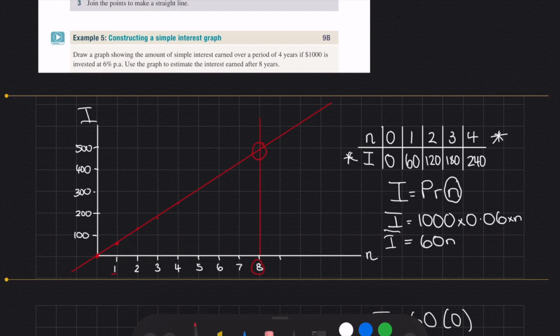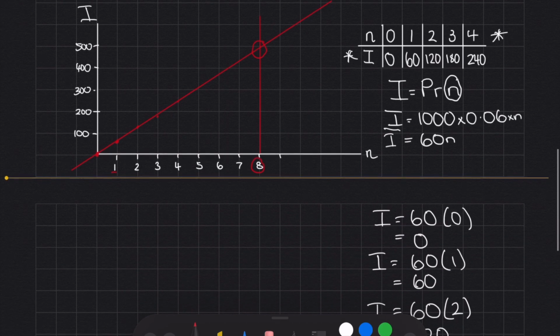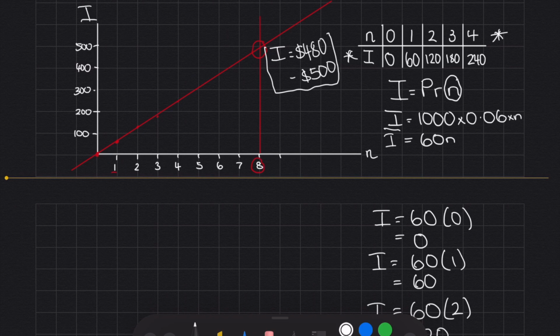Depending on how well you draw your graph, you can say that this is approximately I equals anywhere from about 480 to 500, give or take. In an exam, if you answered anywhere in between there, I'd probably give you the mark. In the textbook, it says it's approximately 480.